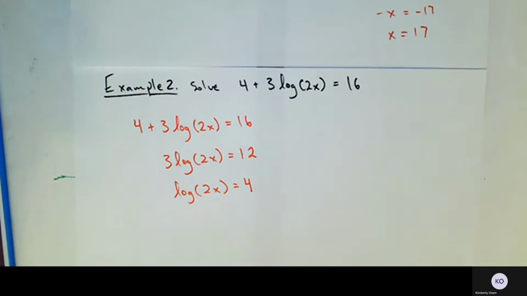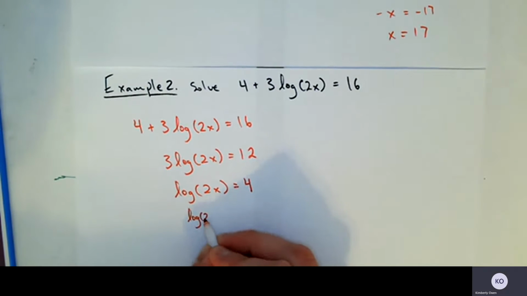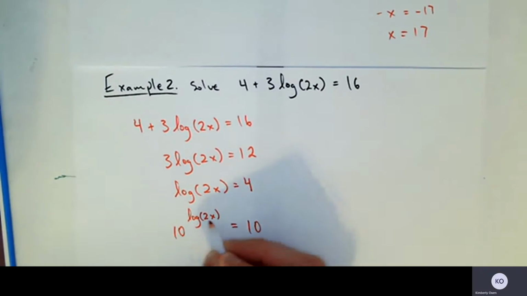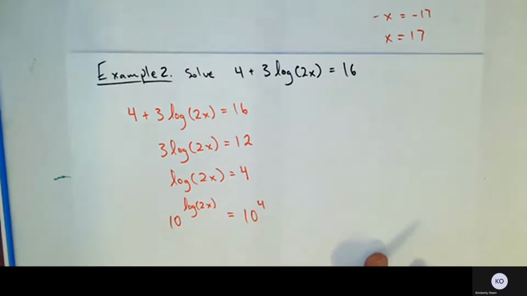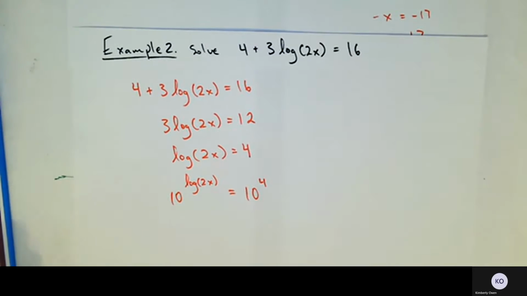What would I raise this to, or what would the base of my exponential be? 10. Yep, because it's a common log. So it would be 10 raised to log 2x equals 10 raised to the 4th. Good.